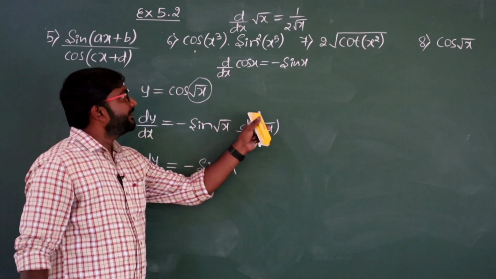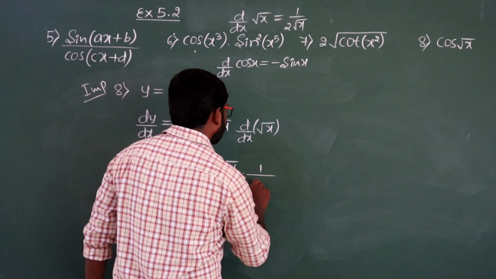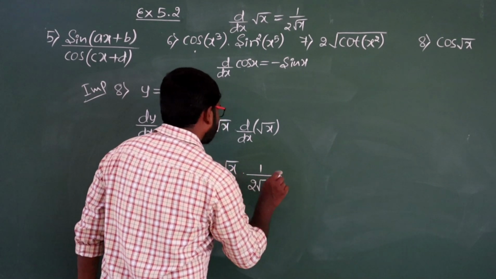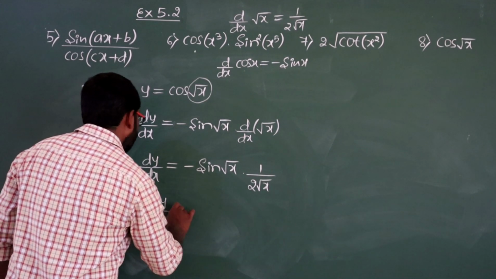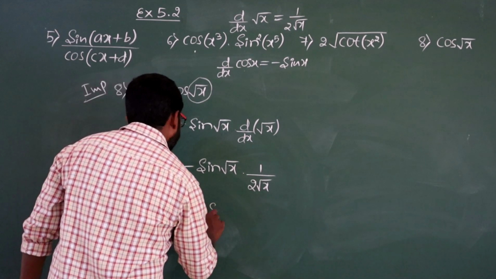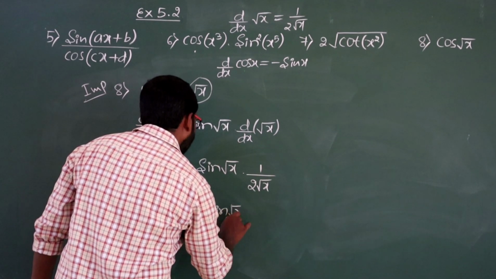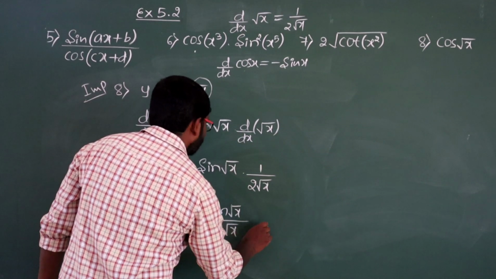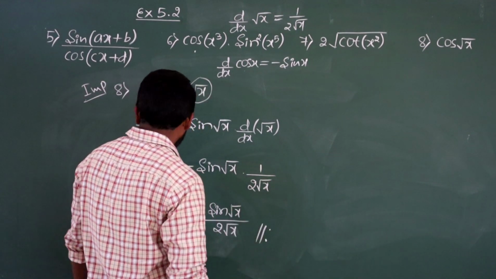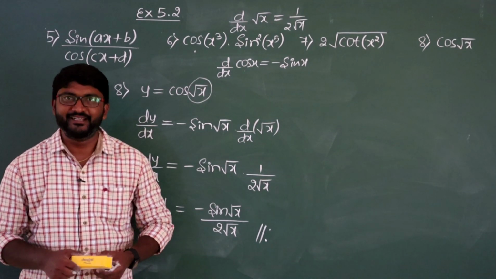Now d by dx of root x is 1 by 2 root x, that is, 1 divided by 2 times root x. The final answer is dy by dx equals minus sin root x divided by 2 times root x. So this is the final answer for question number 8. Note this down, and then we'll move on to question number 9 and question number 10.